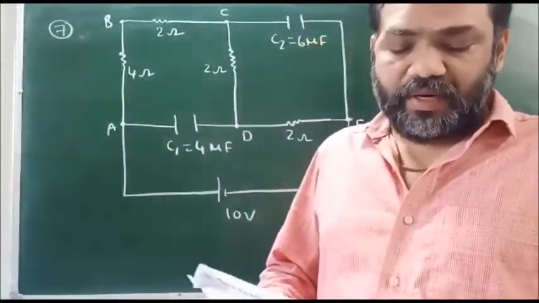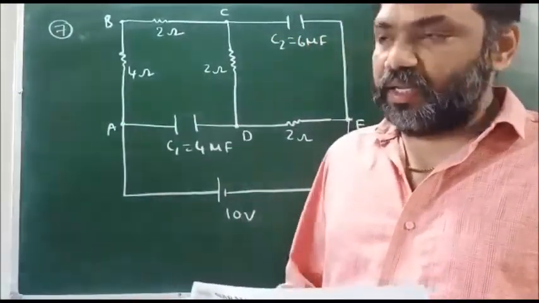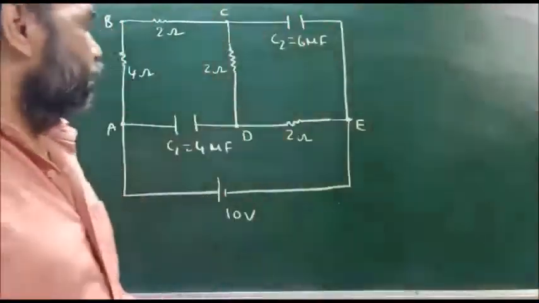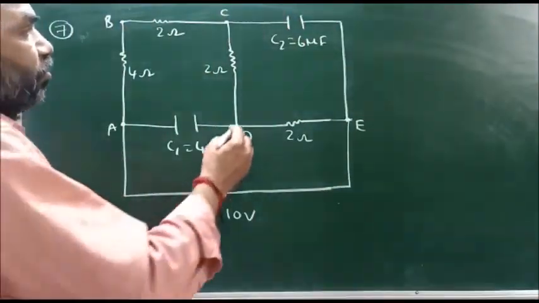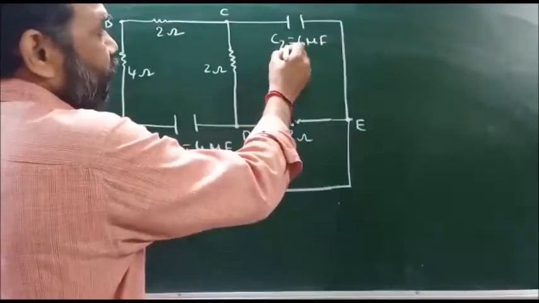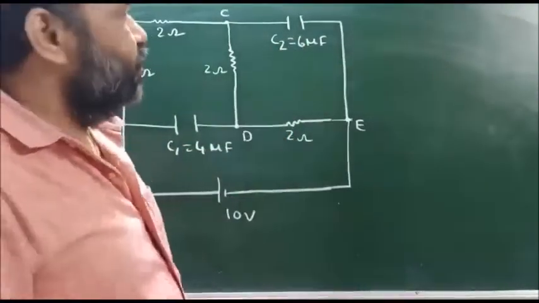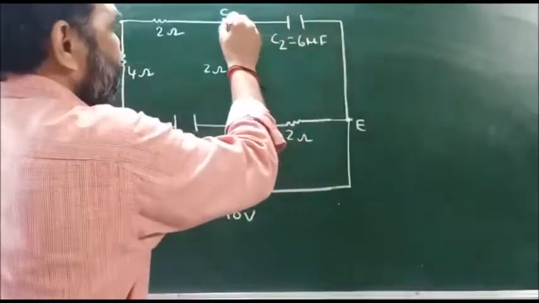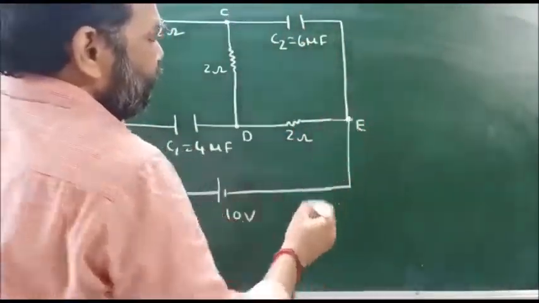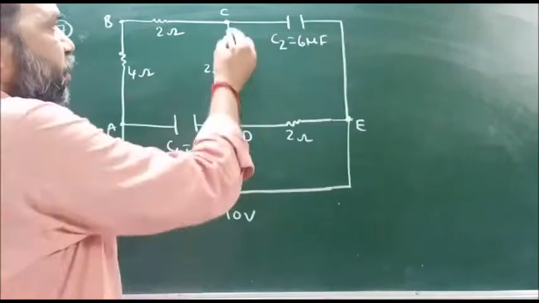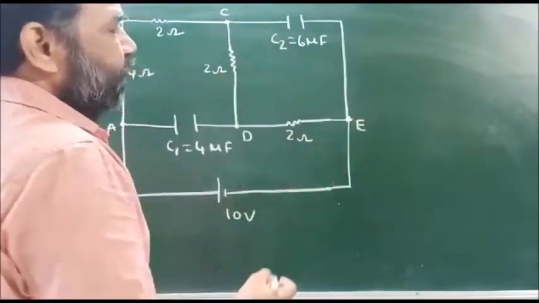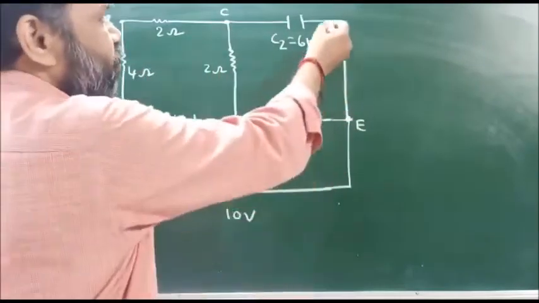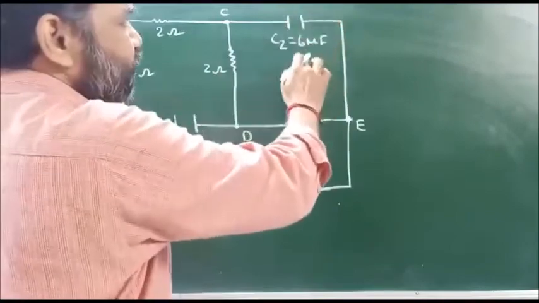Next, question number 7. Find the potential difference across C2 in the given diagram. So in the given diagram, they require the potential difference across C2. This capacitor C2 has terminals C and E. That means if we calculate the potential difference between C and E, it must be equal to the potential difference across this capacitor C2.